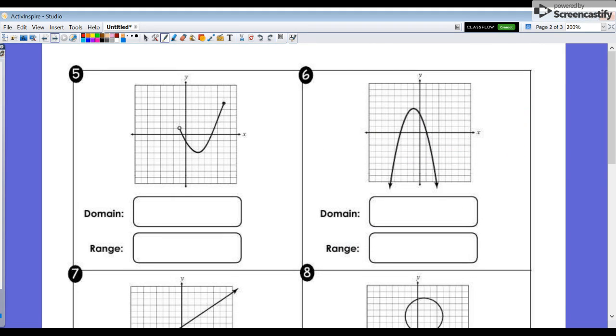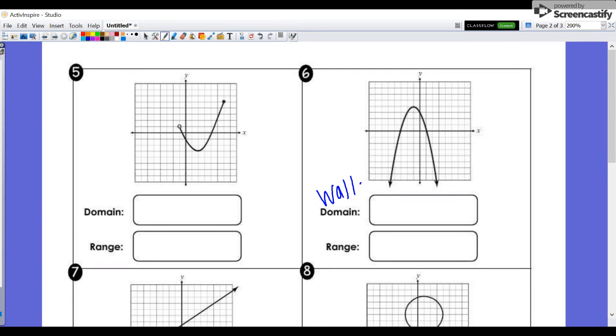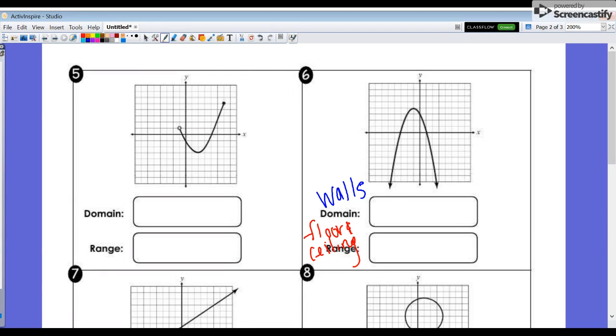I'm going to keep referring to this as my walls and the range as my floor and ceiling. So let's focus on our walls first. For these ones, you want to make sure you're noting that there's arrows on this. It's going on forever and ever.